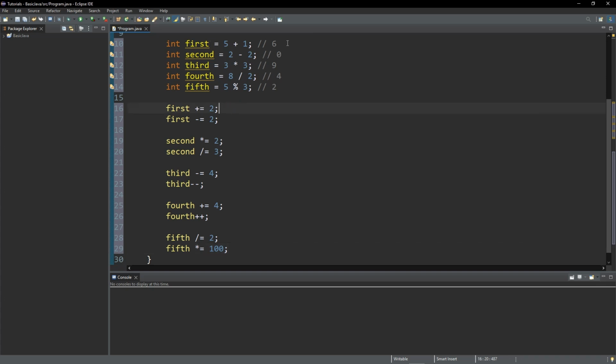So first, it's starting at 6. So this adds 2 to it, making it 8, subtracts 2 from it, making it 6. Second is 0, so this turns into 0, and this is 0 as well. Third is 9, so this becomes 5, this becomes 4. Fourth is 4, so now it is 8, and then it becomes 9. Fifth is 2, so this becomes 1, multiplied by 100 is 100.